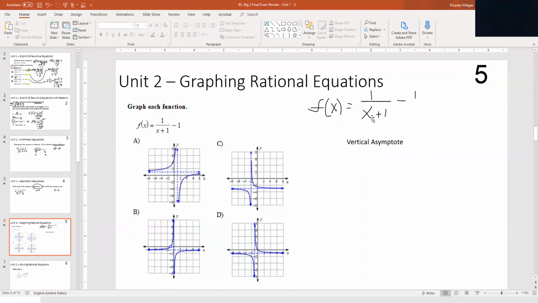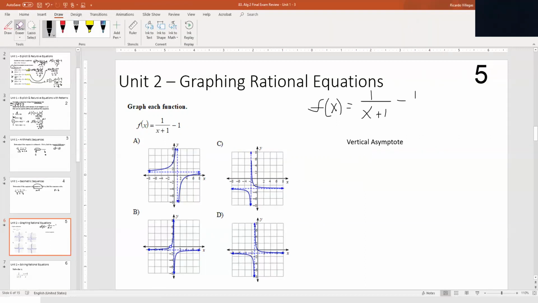So that number does not exist as a solution to this rational equation. What that means is that we need to find the number that will make this denominator equal to 0. One way to do that is to take the denominator and make it equal to 0. So x plus 1 is equal to 0. Then we solve for x, so minus 1 on both sides, and we get x is equal to -1.